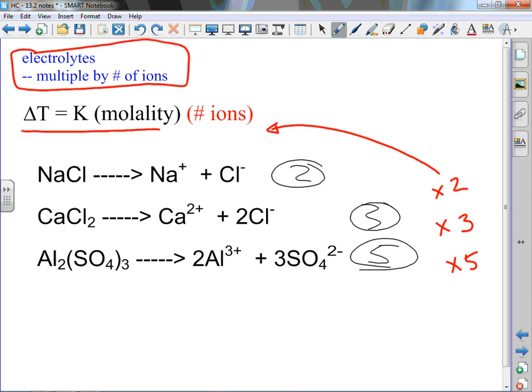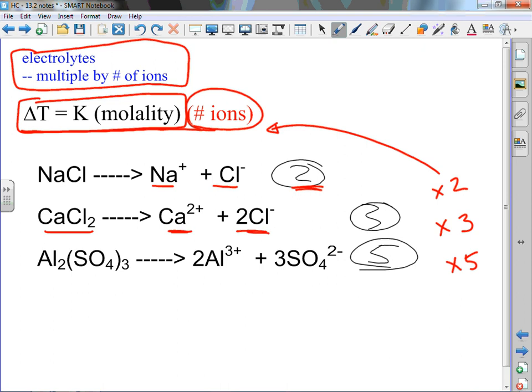So again, we still see our generic equation here. Delta T equals K times molality times the number of ions. If it's salt, NaCl breaks apart into Na and Cl, 2 ions. Calcium chloride breaks apart into Ca and 2 Cl, 3 ions. Aluminum sulfate breaks apart into 5 ions. So all we have to do extra is multiply by 2, by 3, or by 5. And that's it. That is the extra step.